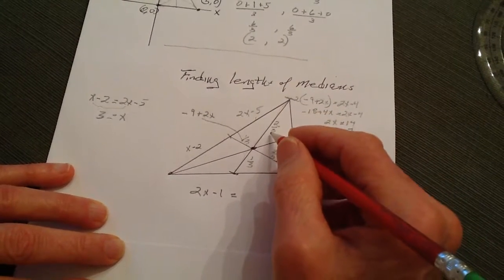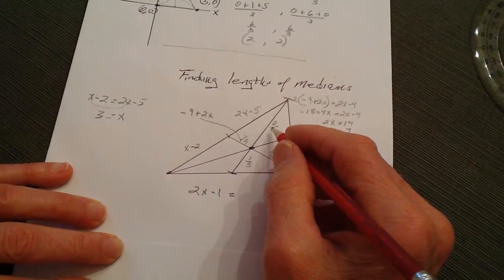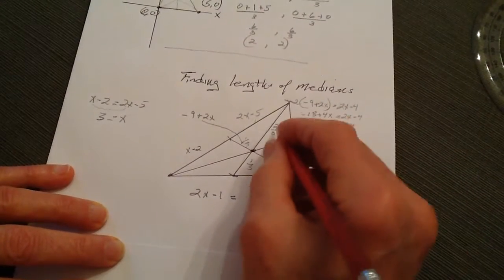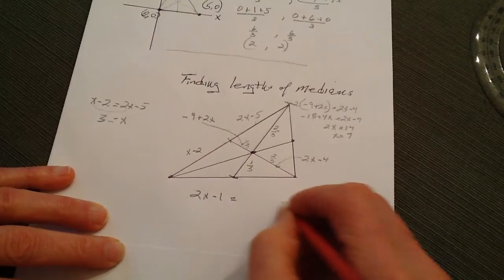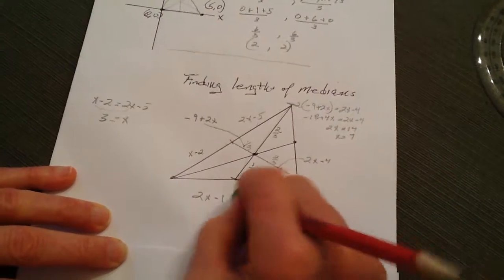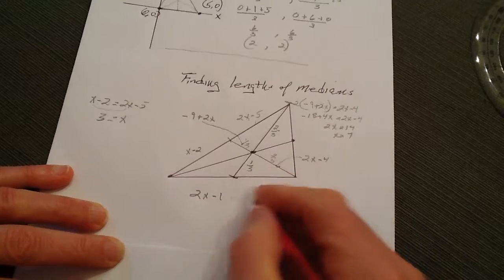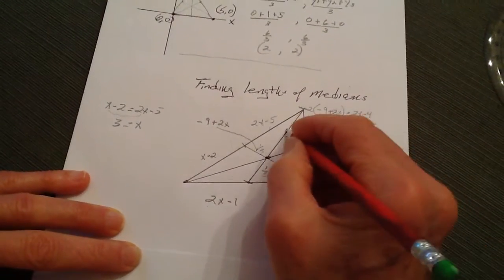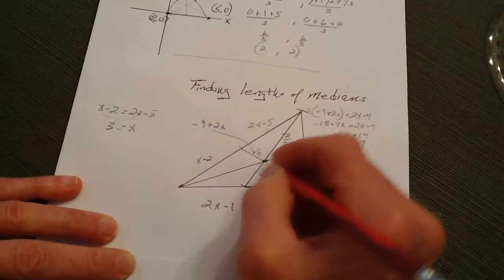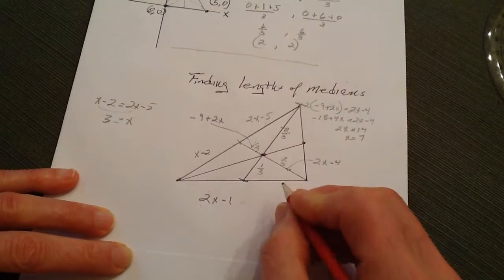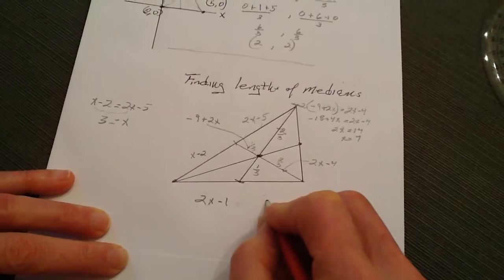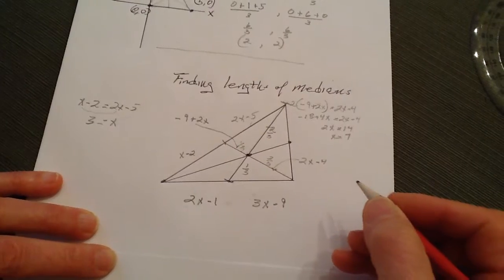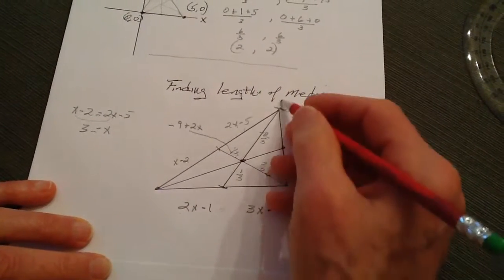Now, this portion right here, I've got to find something to make these equal, all right? I haven't set them equal yet. This entire length is 2x minus 1. And then this distance from here to here is going to be, let's do a 3x minus 9, okay?